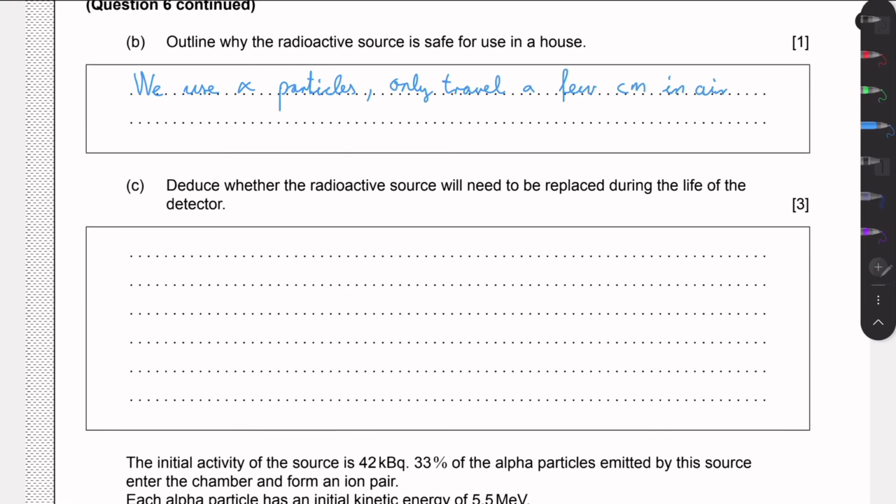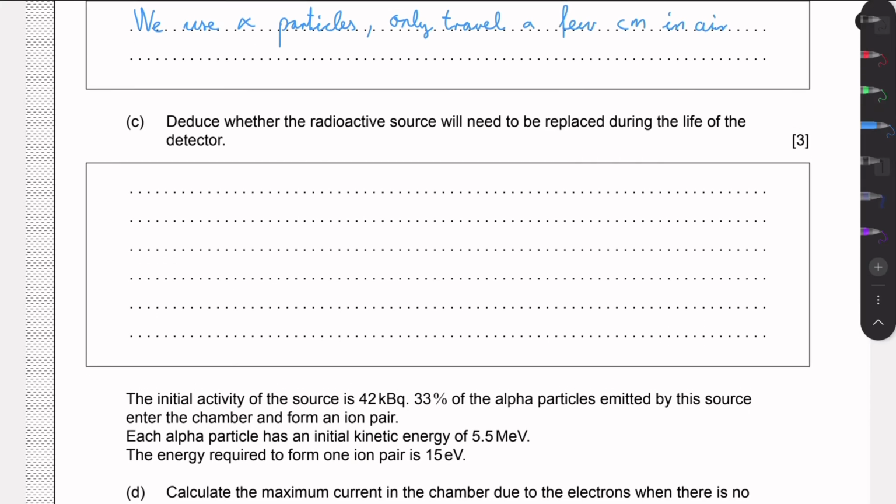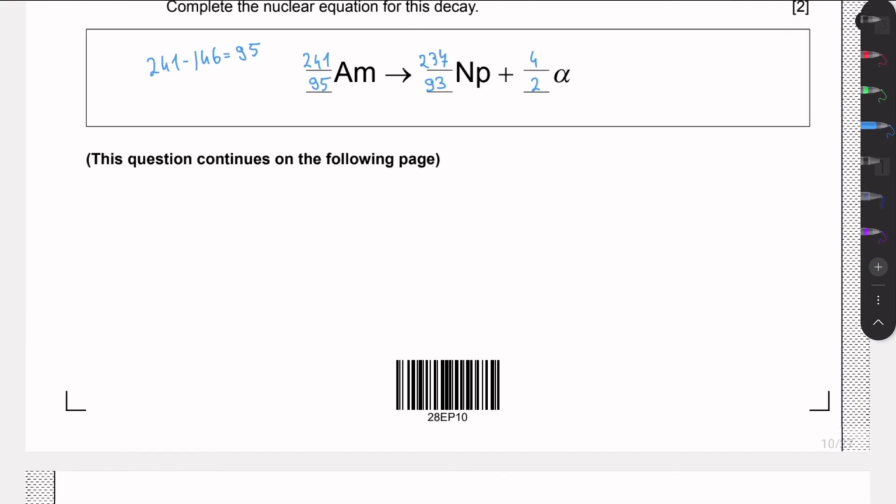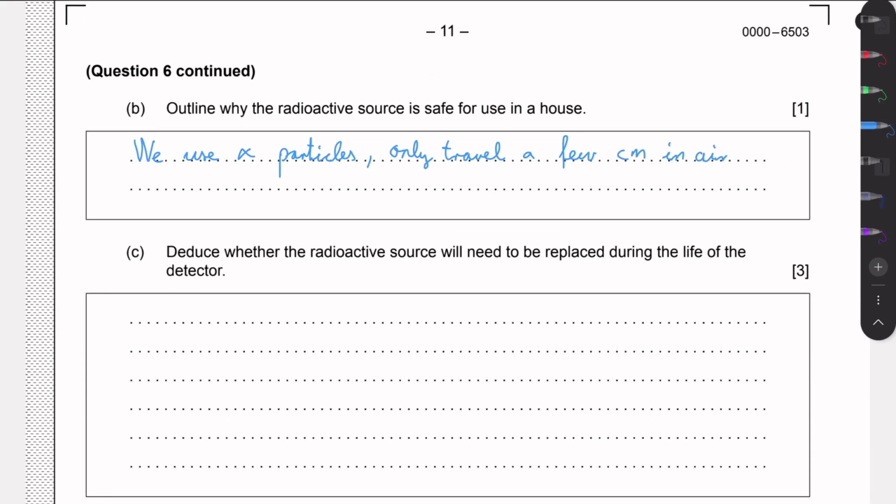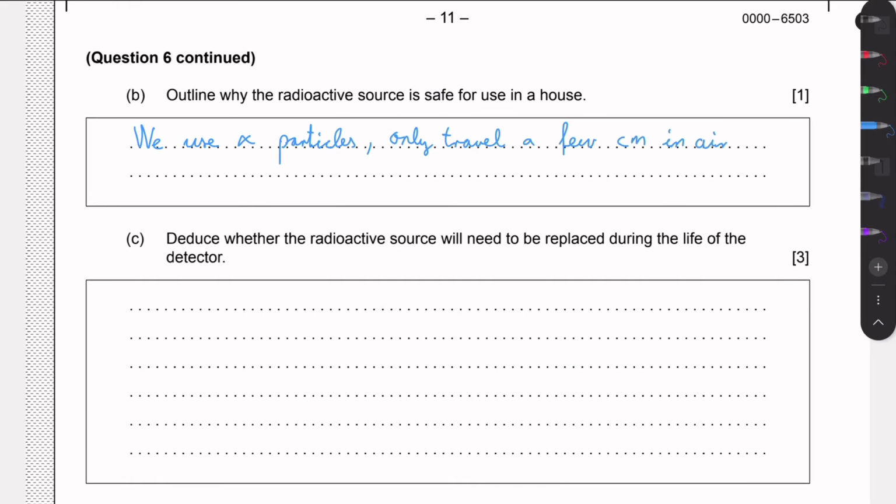Then we need to deduce whether this radioactive source will need to be replaced. Well, probably the easiest way we could solve this is if we consider the lifetime of the source itself. And a way we can measure the lifetime of a source is using its half-life. So how much time is required for the activity of our source to halve, as then it will not be so efficient anymore, then we might need replacement.